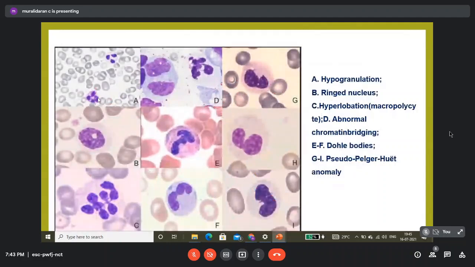In the first picture, we can see hypogranulation. In the second picture, we can see a ringed nucleus, and in the third picture, we can see hyperlobation and something called a macropolycyte. And we can see here abnormal chromatin bridging. And in these three pictures, we can see the pseudo-Pelger-Huët anomaly.